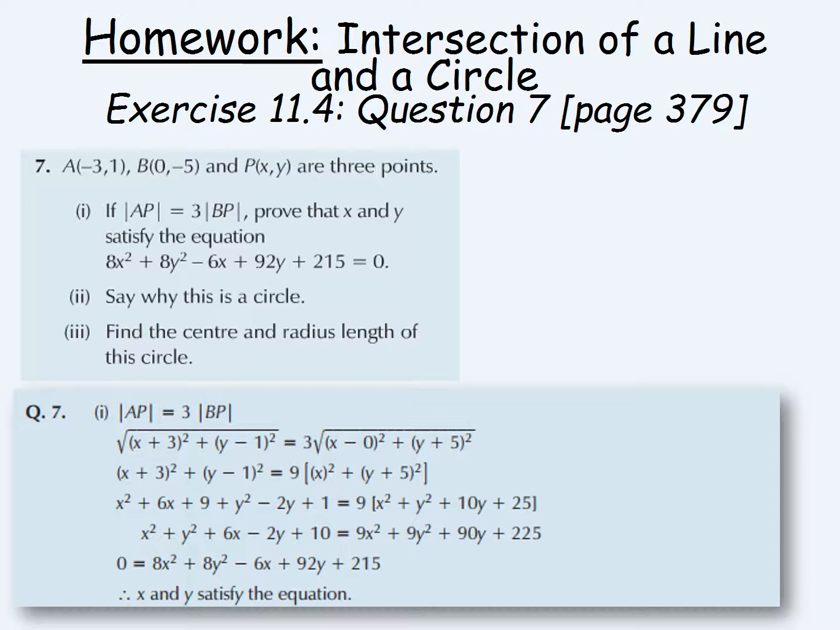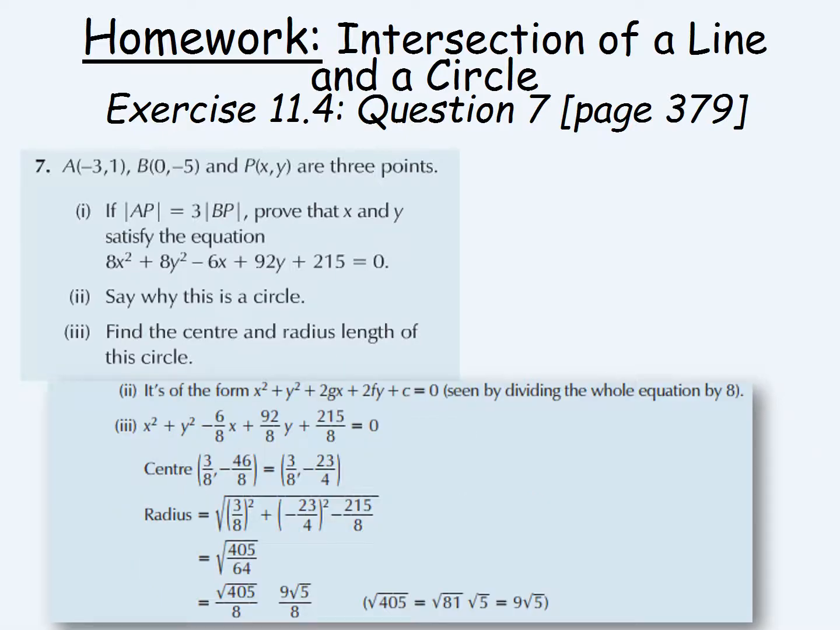When you do that, looking from the second to the third line, I'll just highlight it here so you can see. Just make sure that you have squared the 3 as well. That's really, really important. So then the next 2 lines are just multiplying out and cleaning up, and you should end up with 8x squared plus 8y squared minus 6x plus 92y plus 215. So that is just as it asked us.